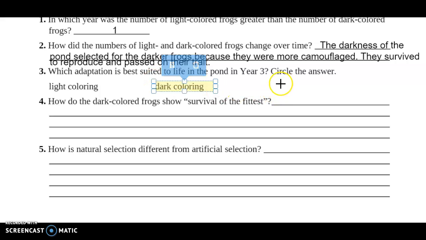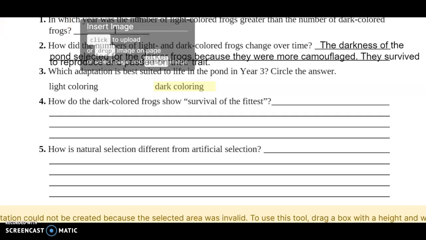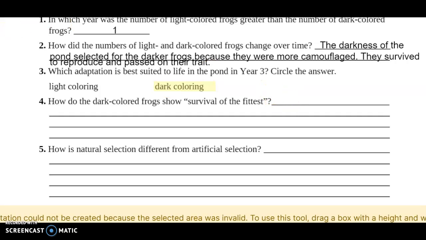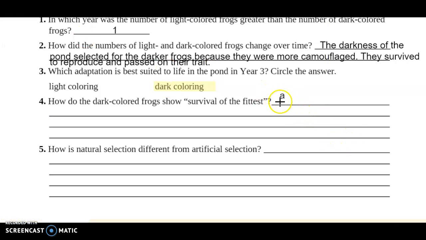Number 4 says, how do the dark-colored frogs show survival of the fittest? They were more camouflaged, so they were more suited for the environment, or more fit for the environment, and they were more able to survive.